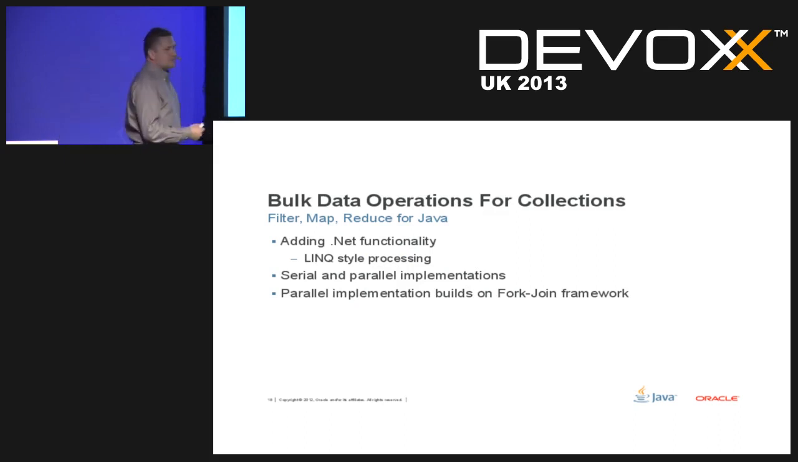Bulk data operations for collections. Again, this is using Lambda expressions. It's using the idea of the extension methods in interfaces. What we're really doing is adding some of the same functionality that's already available in things like .NET. So if you've seen things like LINQ, then it's a similar kind of idea to filter, map, reduce. Very common approach, very common pattern to how we can do bulk operations. And so the way that a lot of this is being designed is through the use of the stream iterator.